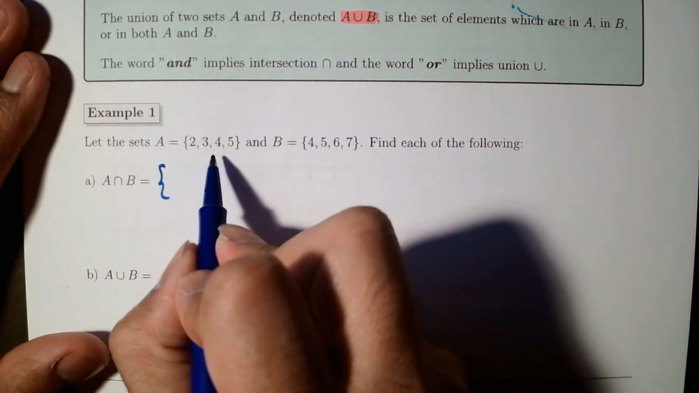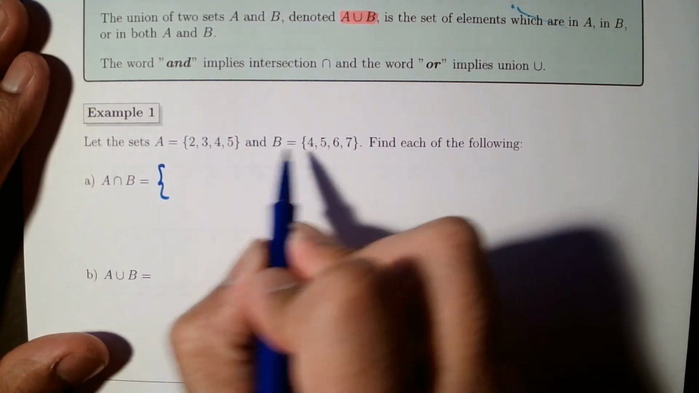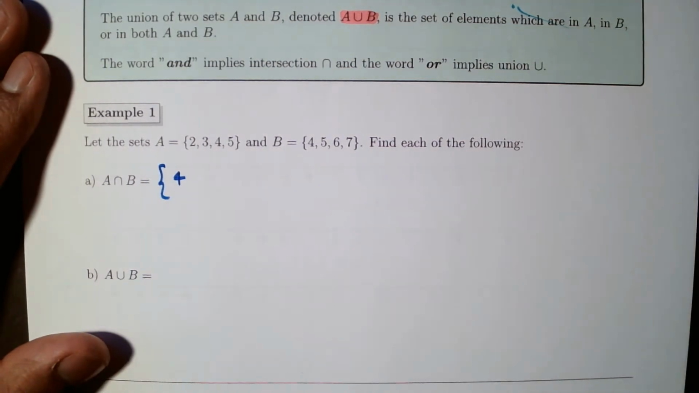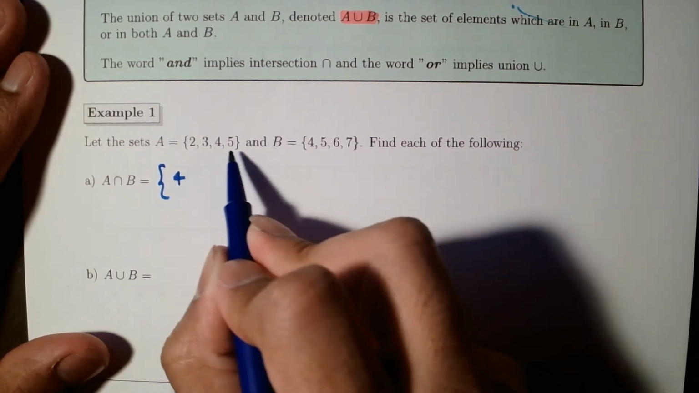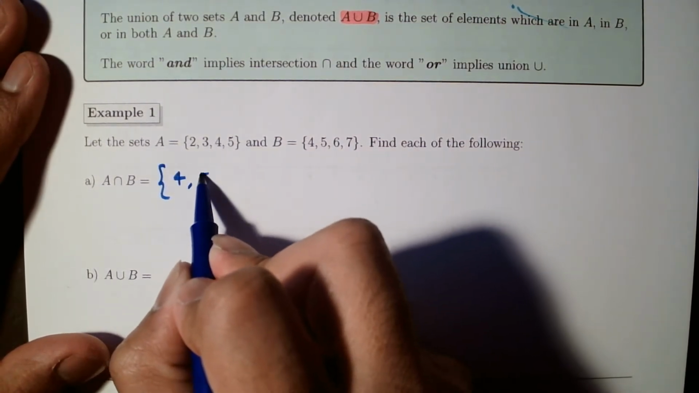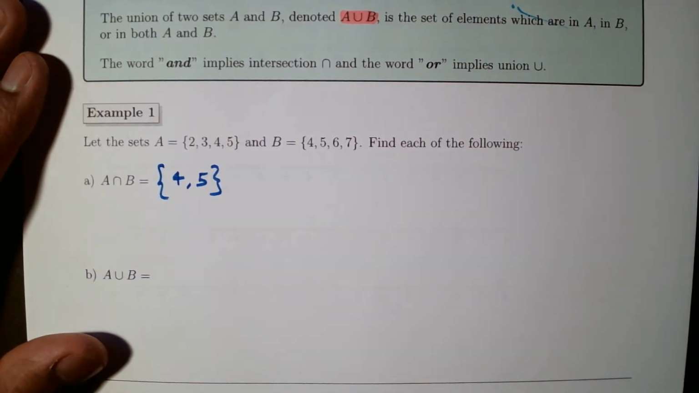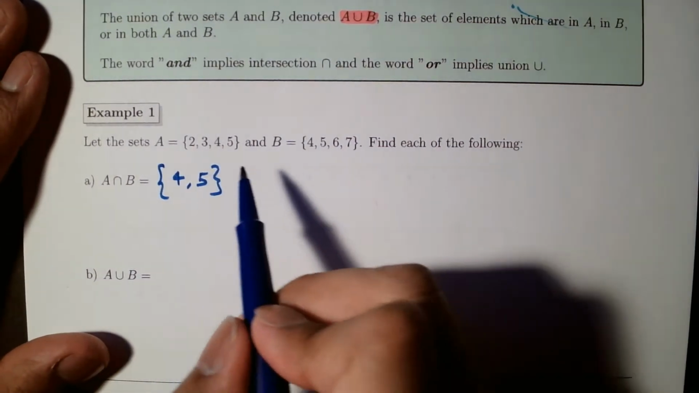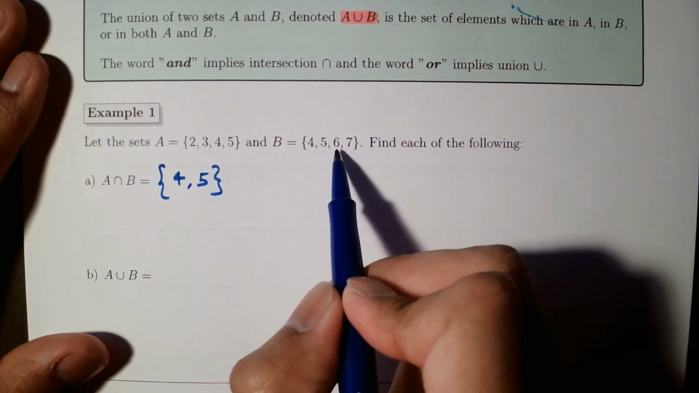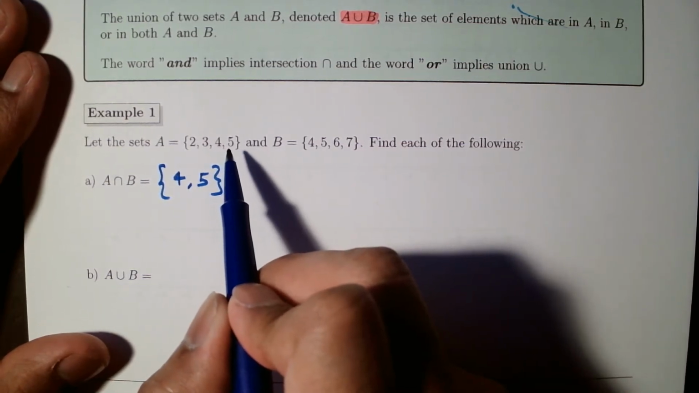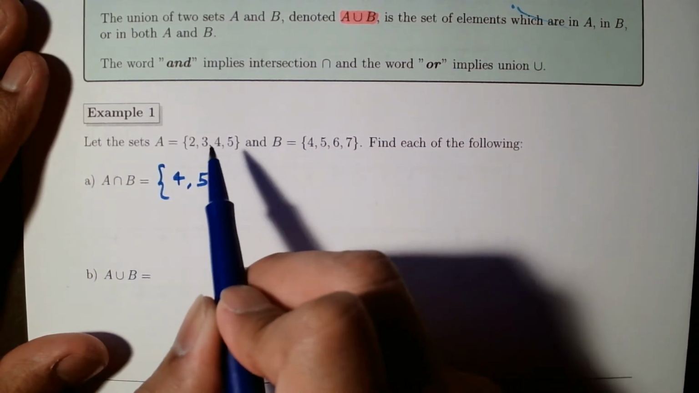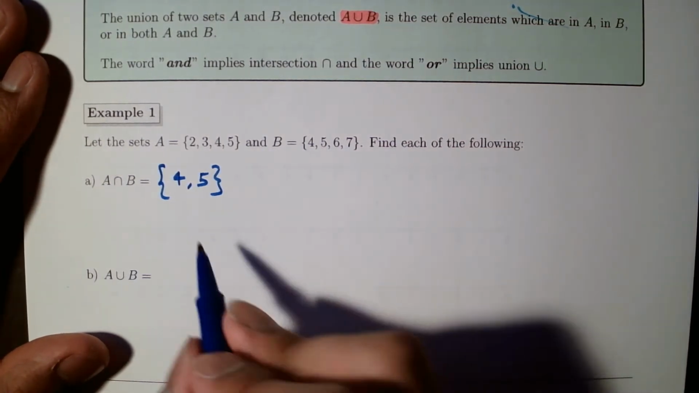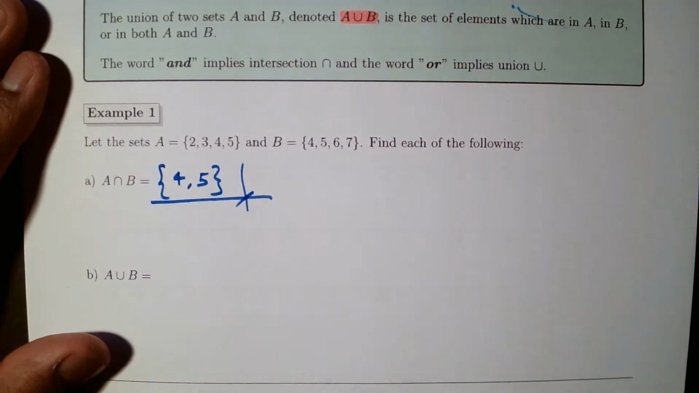Now, if you observe, the number 4 appears in both sets, so that's one element that appears in the intersection. And the number 5 is another number that appears in both. And that's about it, because the number 6 appears in B but not in A, and likewise the number 7 appears in B but does not appear in A. And that's about it for the intersection.